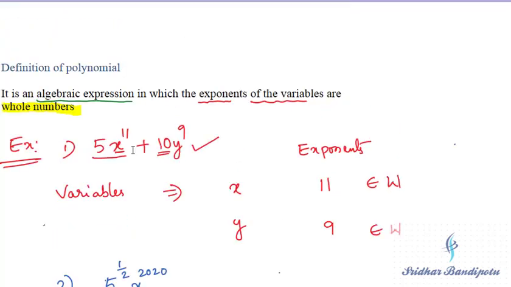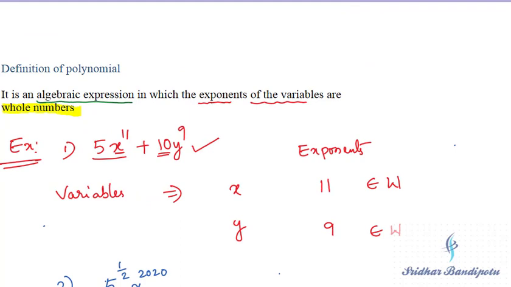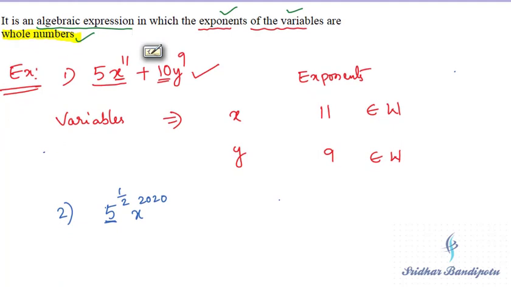But what is my condition here? Exponents of the variables are whole numbers. Now see here, what is a variable? X is a variable. What is the exponent of x? 2020. Now 2020, is it a whole number? Yes, it is a whole number. Therefore, it is satisfying the definition of polynomial. So second example, we can say it is polynomial.